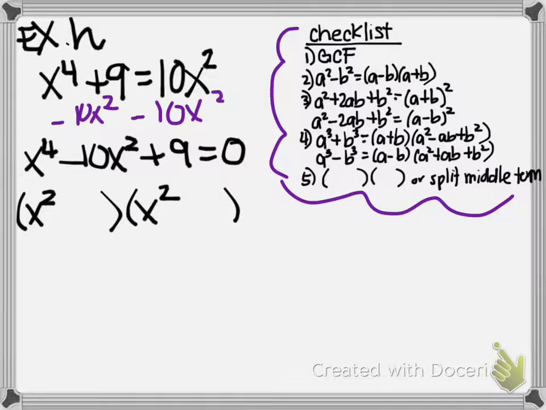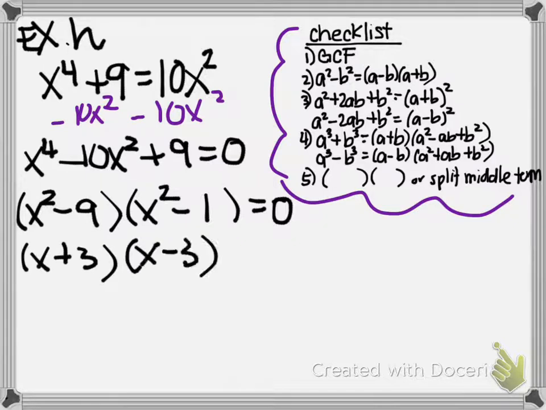From here, we're just going to see what multiplies to 9 but adds up to negative 10. That does have factors, so it can be written as minus 9 and minus 1. But if you look closely, each of these binomials is a difference of two squared numbers, so we can factor further. We get x plus 3 times x minus 3, times x plus 1 times x minus 1, equals 0.